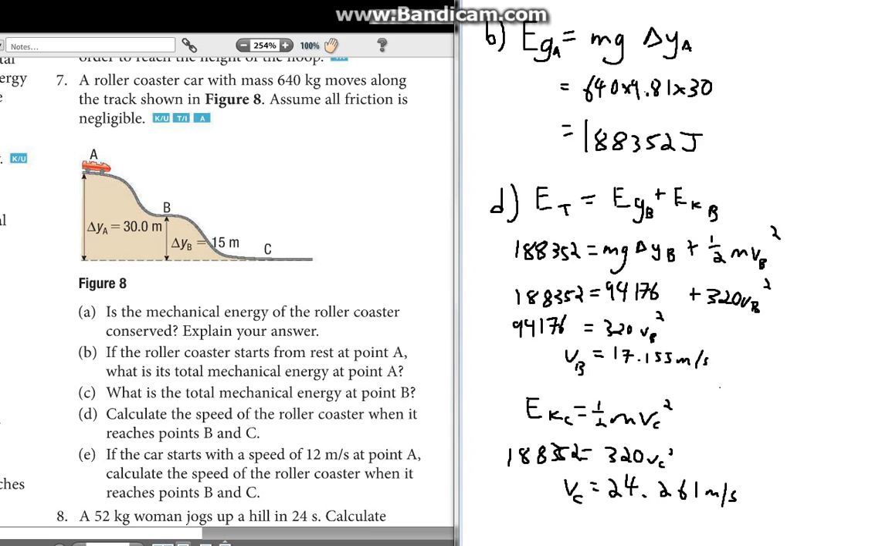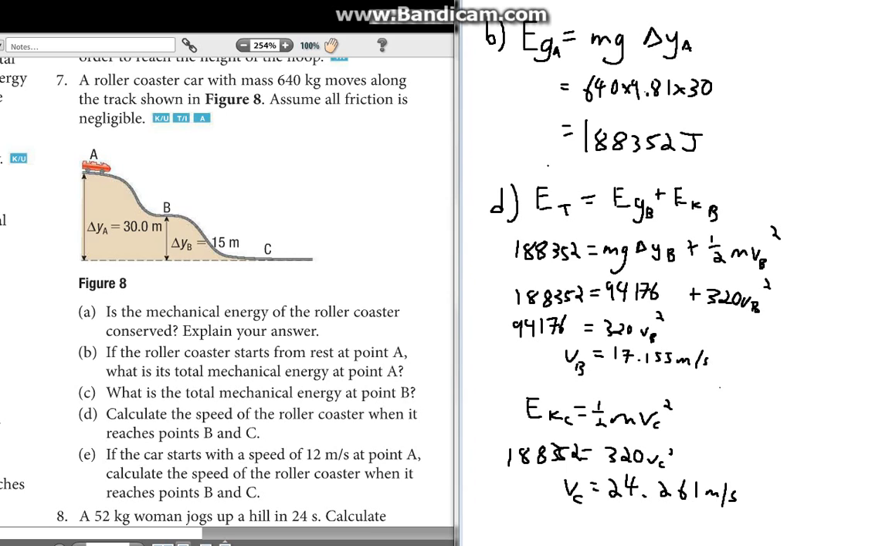C. What is the total mechanical energy at point B? Since we know from part A that mechanical energy in the roller coaster is conserved, B would be the same. C would be the same thing as B, because there's no energy lost or gained due to conservation. D. Calculate the speed of the roller coaster when it reaches point B and C.